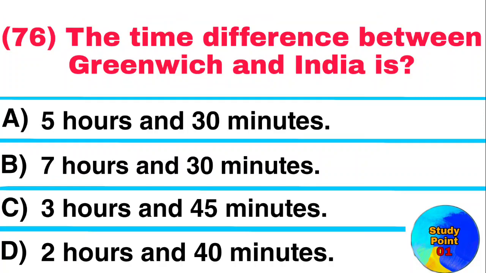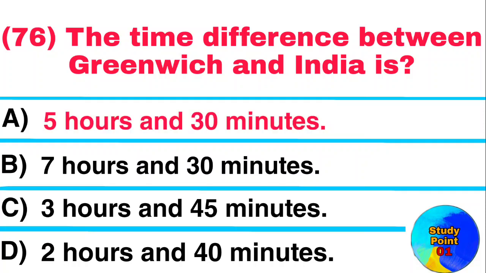Question. The time difference between Greenwich and India is A. 5 hours and 30 minutes, B. 7 hours and 30 minutes, C. 3 hours and 45 minutes, D. 2 hours and 40 minutes. Answer. 5 hours and 30 minutes.